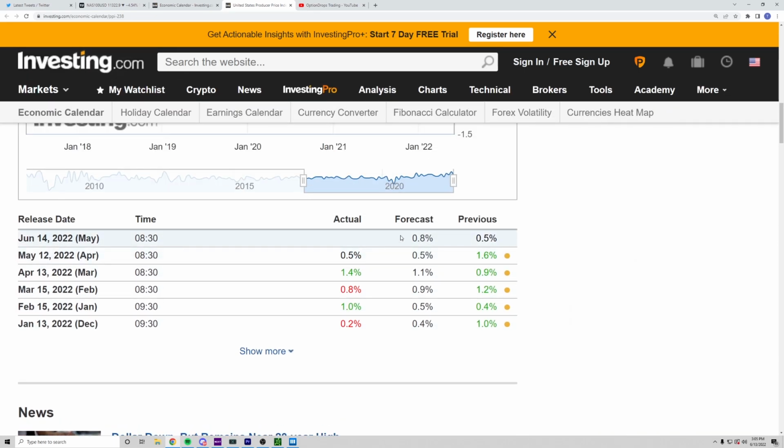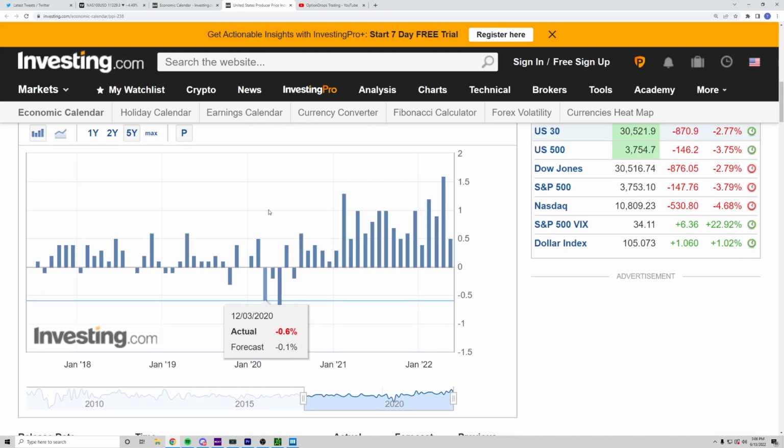Now, overall for tomorrow, you can see the forecast is 0.8. As long as you come out at 0.8 or below, you're looking pretty good. Last month, you came out as a flat forecast, and the time before that you beat, which was pretty bad. You do not want this number to be higher than 0.8 because it indicates inflation is growing, and that's something you do not want to see. However, we saw with CPI, it did not go well.